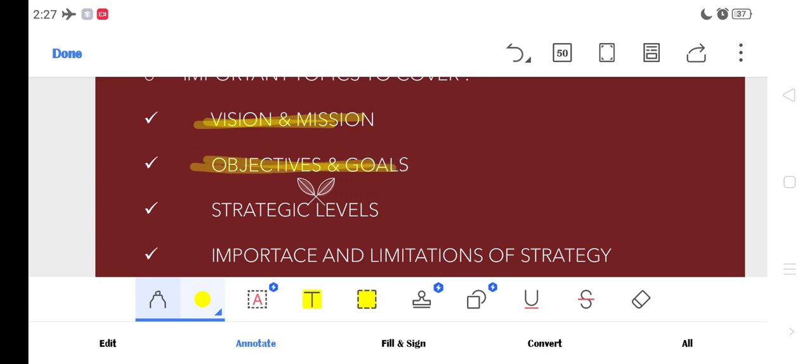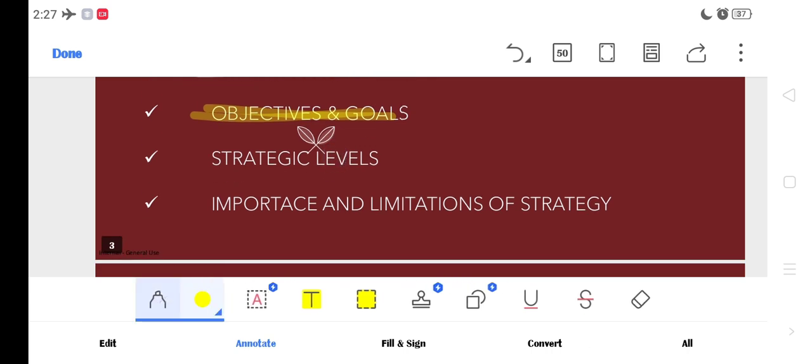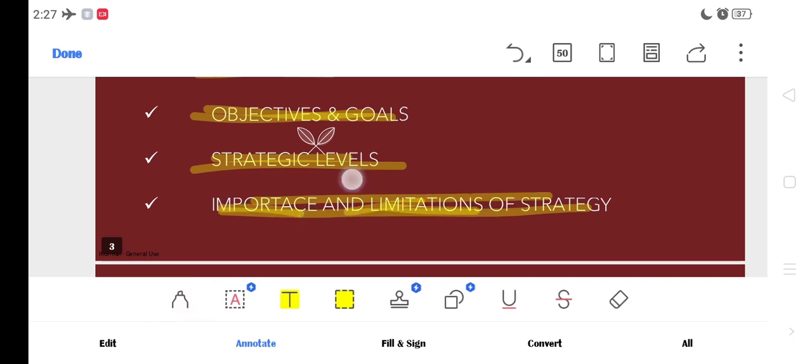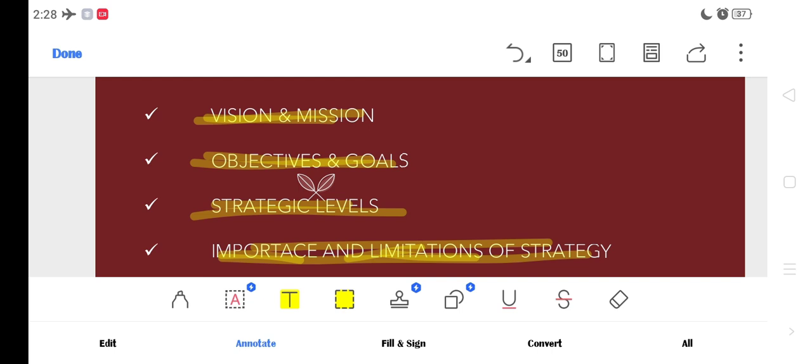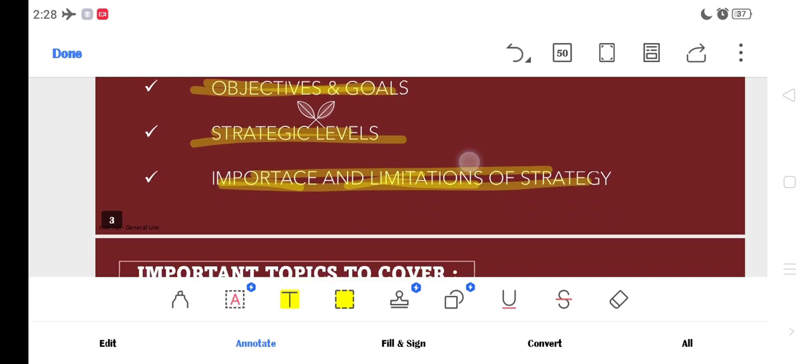And strategic levels: what are the different strategic levels of the organization? This is also important. And importance and limitations of strategy. So what is a strategy, what is its importance, and what are its limitations, because when there is importance there are some limitations too. You need to be very focused and very careful with these topics. Okay, this is all about chapter 1.